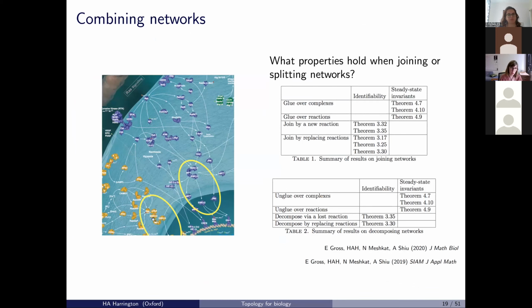So if we zoom in, you can see that MEK and ERK appear in these two different signaling pathways. And so one question we can ask is what properties hold when we join them. So these vertices we would join, but maybe we want to split up the reaction. So when does identifiability hold, or another property that we're interested in chemical reaction networks? And so we have a series of results on starting to integrate these different multiple pathways. This is sometimes called crosstalk.